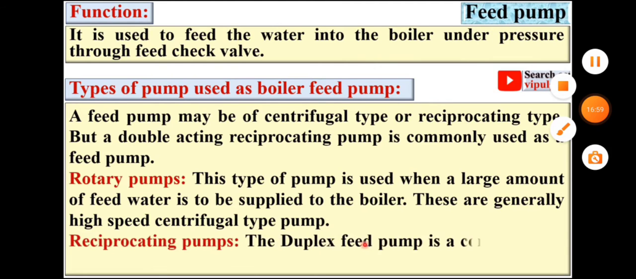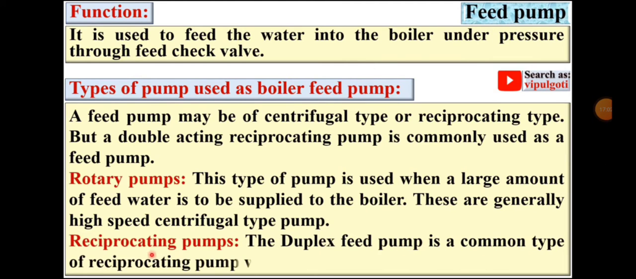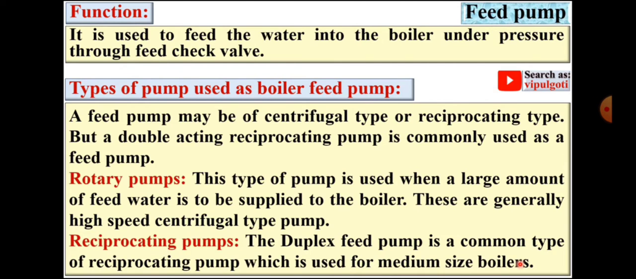Reciprocating pump. The duplex feed pump is a common type of reciprocating pump which is used for medium-sized boiler. So in short we can say rotary pump is for the large-sized boiler to supply large amount of feed water, whereas reciprocating pump is suitable for medium-sized boilers.